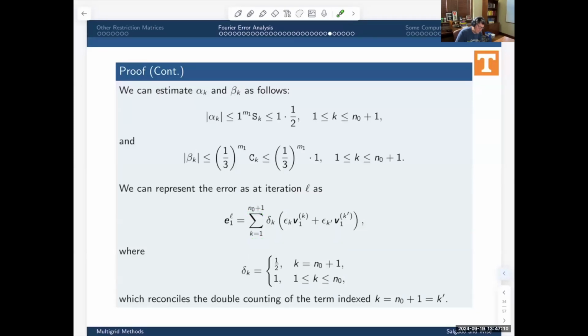The reason why I'm getting everything for the error vector here is because I'm summing these via this reciprocal wave number. So this gives me my high frequency components. This gives me my low frequency components. I'm just adding them up in a different way. Now I have to add a delta k. And the delta k is 1/2 whenever k is equal to n0 plus 1, and it's 1 otherwise. The reason why I have to add a half whenever k is equal to n0 plus 1 is because I'm actually counting these things twice.